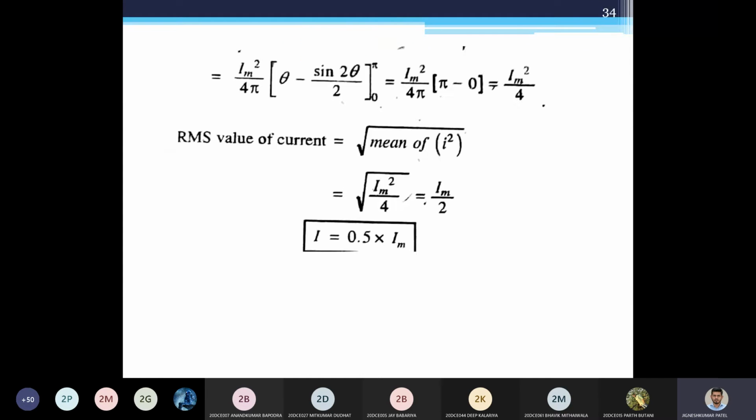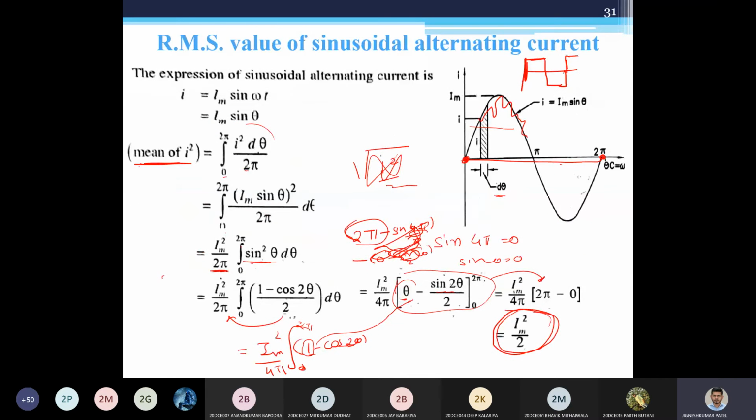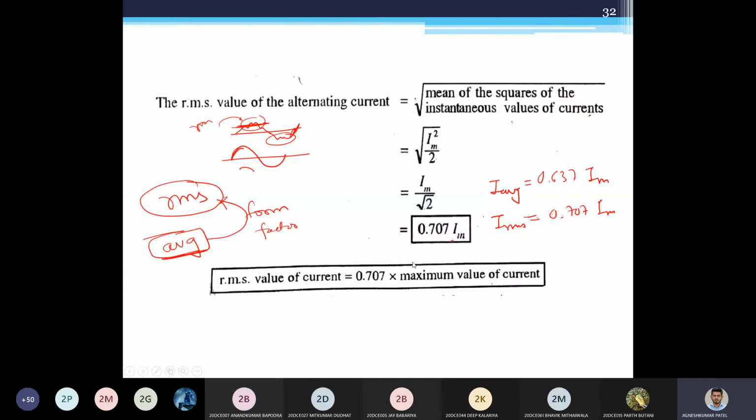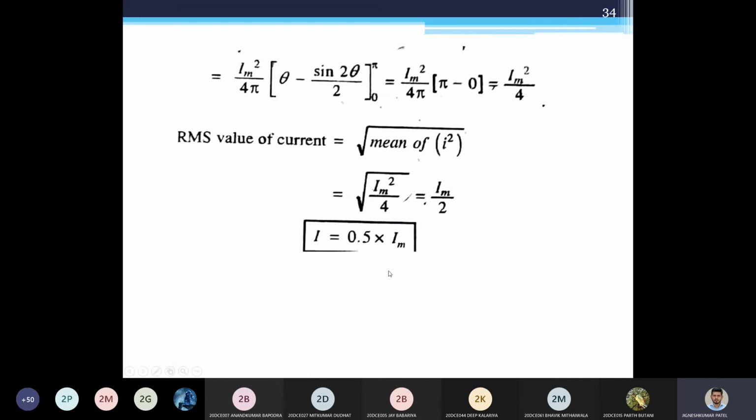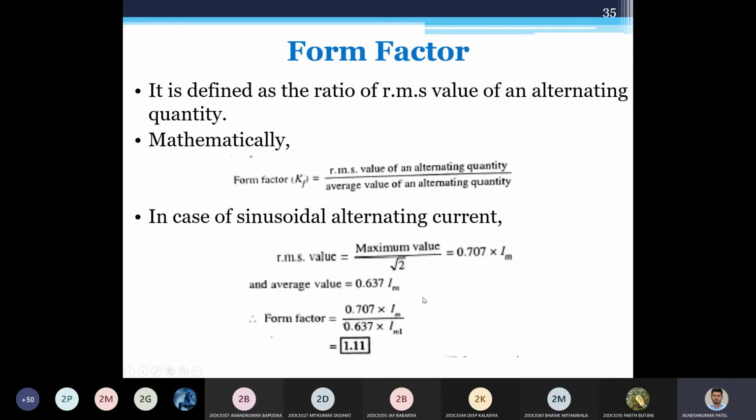Just to cancel out the effect of these ripples that we have shown over here. These ripples can change the RMS values drastically. That's why we only measure the average value, and then using the form factor you will get the actual RMS value.